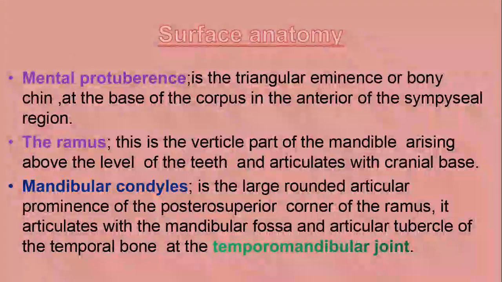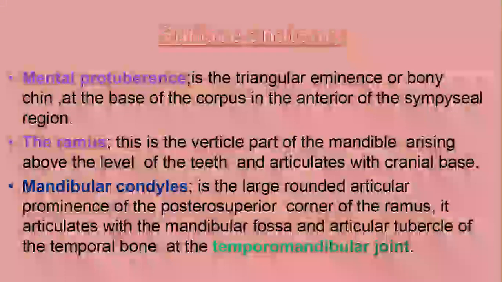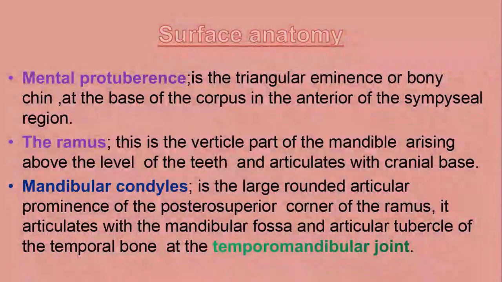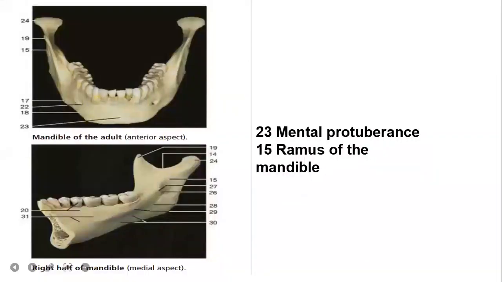The mandibular condyle is the large round articular prominence of the posterior superior corner of the ramus. It articulates with the mandibular fossa and articular tubercle of the temporal bone at the temporomandibular joint. So that is the main part where it articulates with the temporal bone.